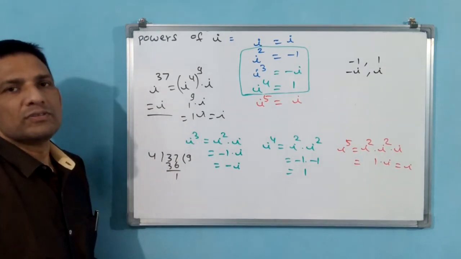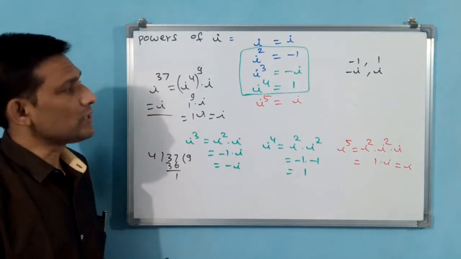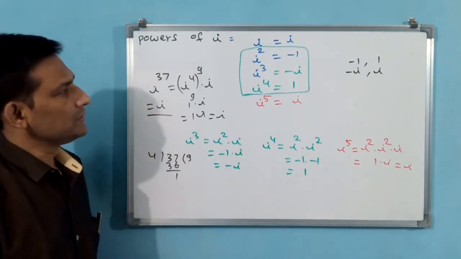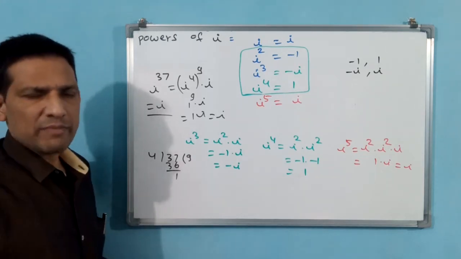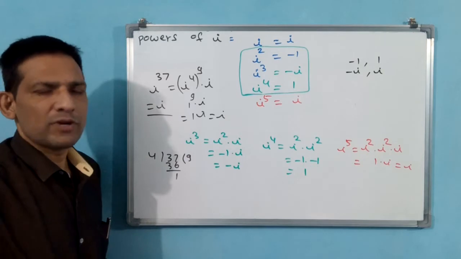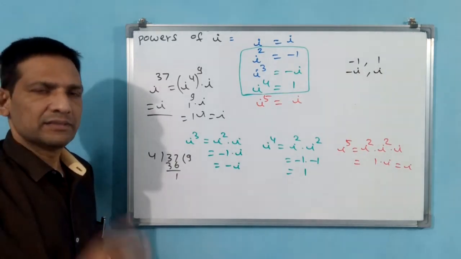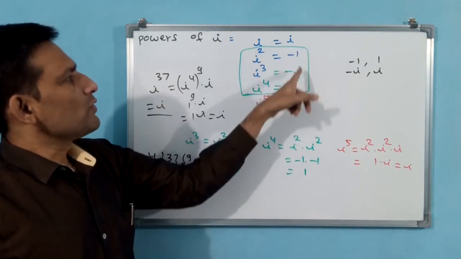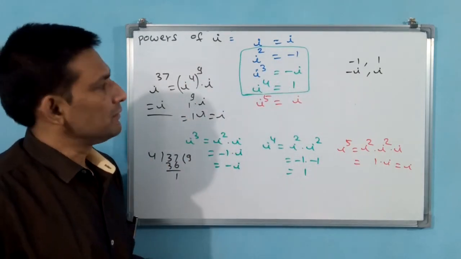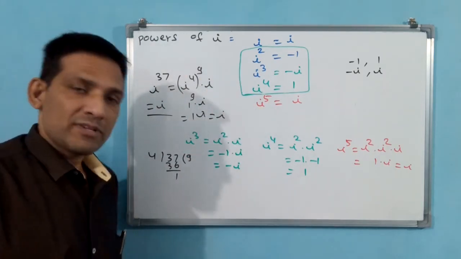Like that you have to bring the answer. You should not get confusion. That is why I am telling: I is I only, I square is minus 1, I to the power of 4 is 1, in between I cube is minus I. These 4 results you have to keep in mind. Now powers we have seen. Let us see inverses of I also.